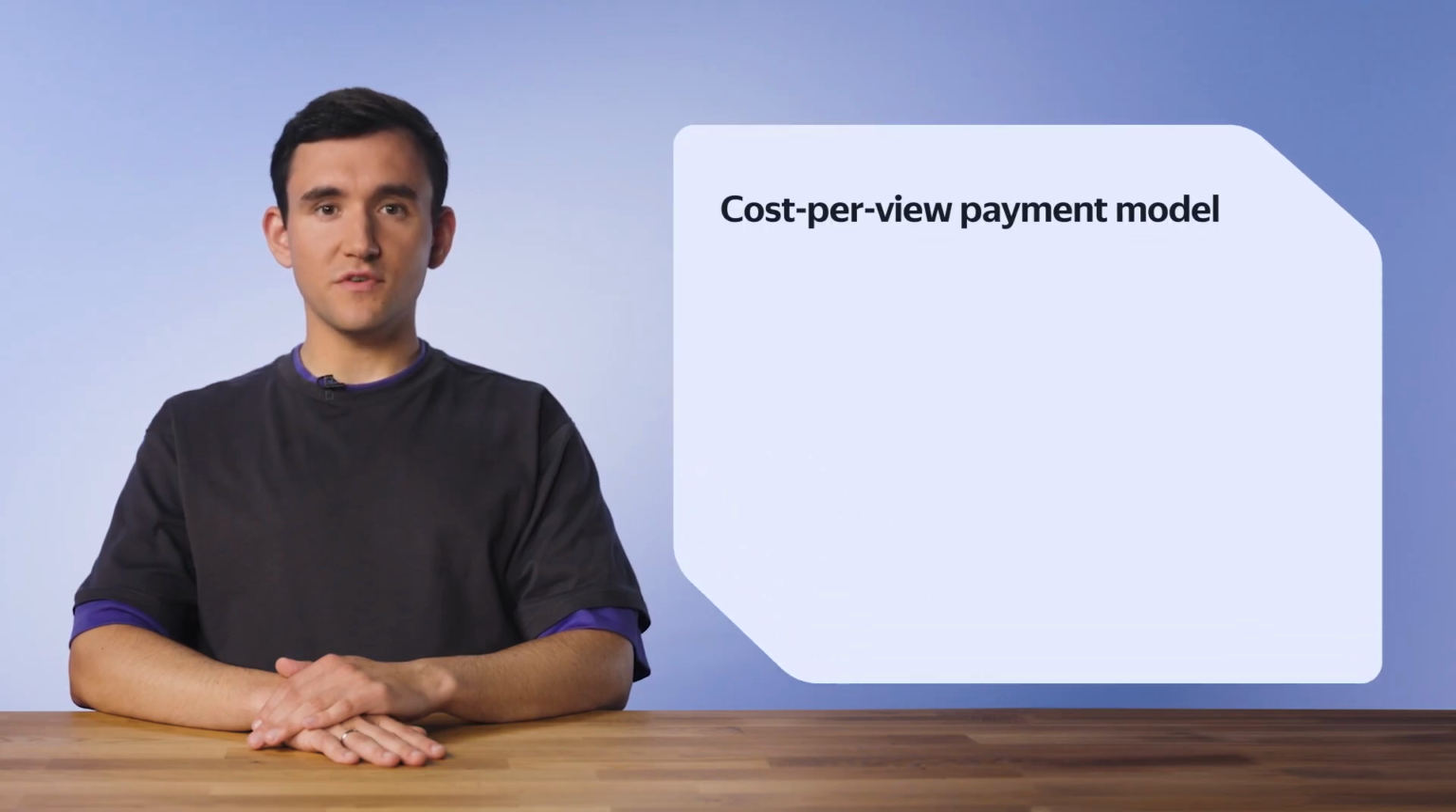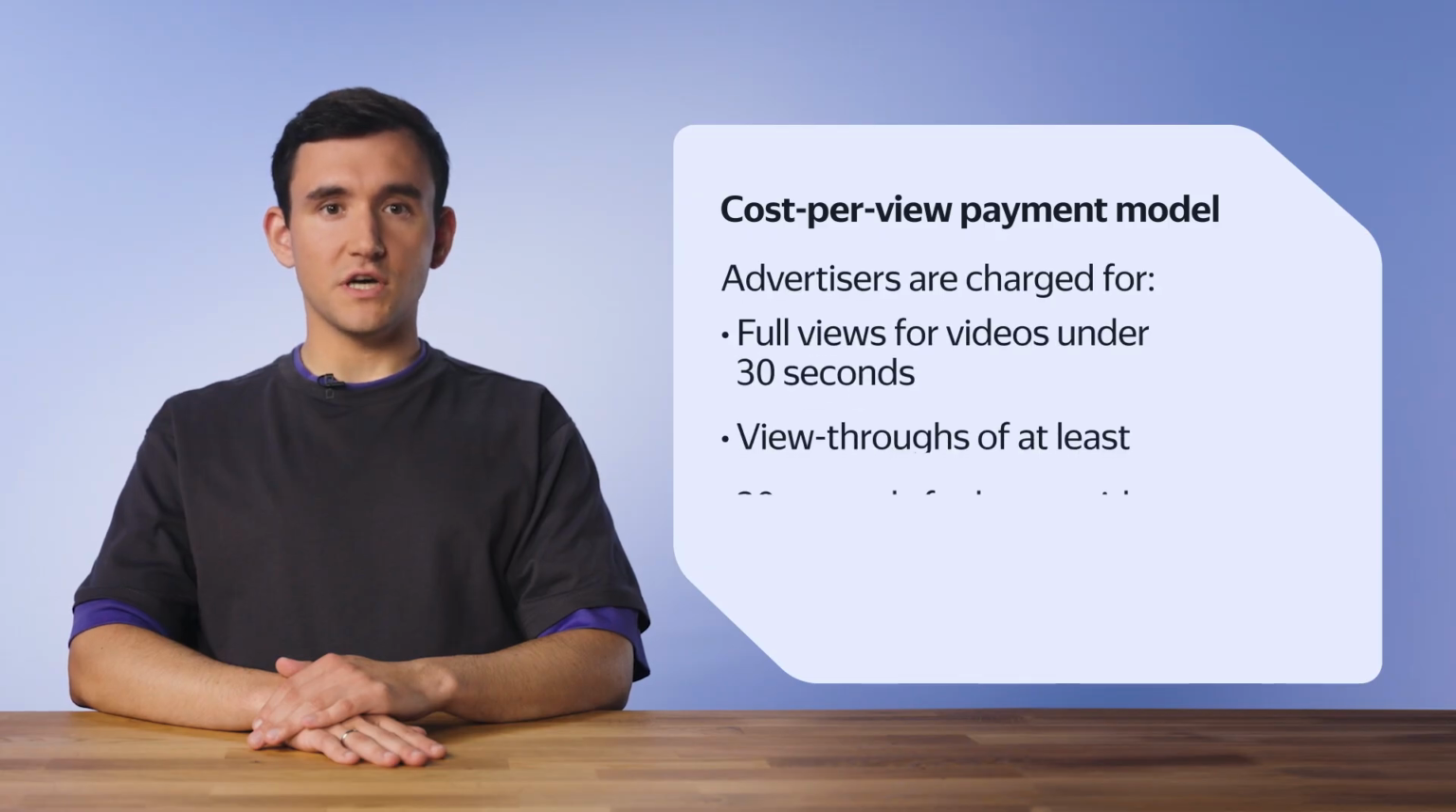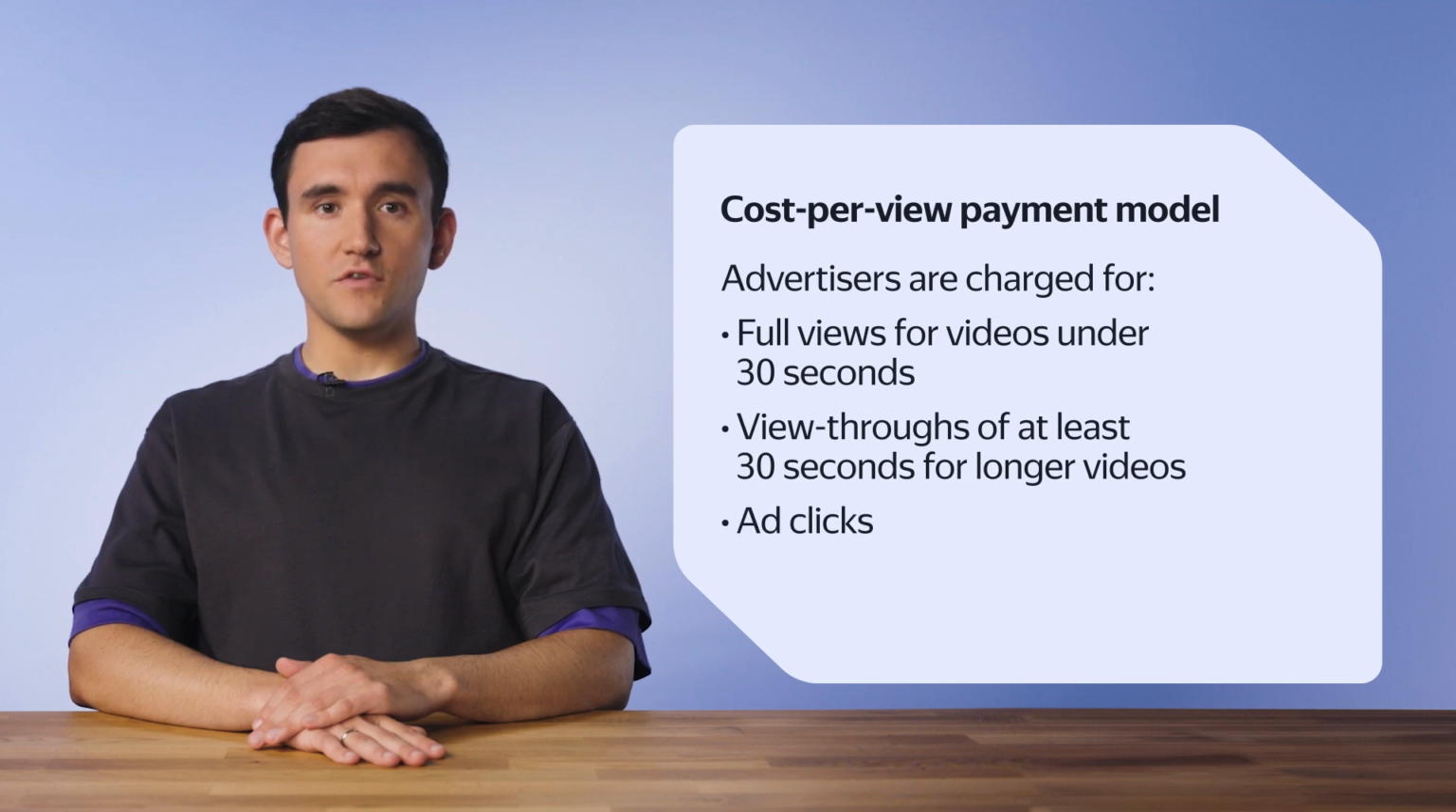Video ads also support the cost per view payment model, or CPV. Under this model, advertisers are charged for three types of events: full views for videos under 30 seconds, view-throughs of videos which are at least 30 seconds or longer, and ad clicks. This way, the CPV model allows you to pay only for high-quality user engagement with your video ad.